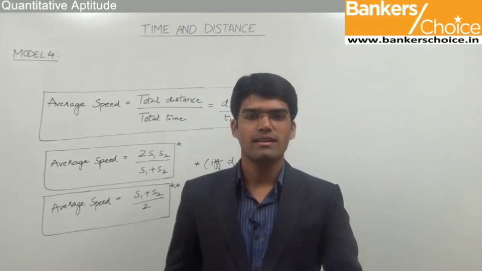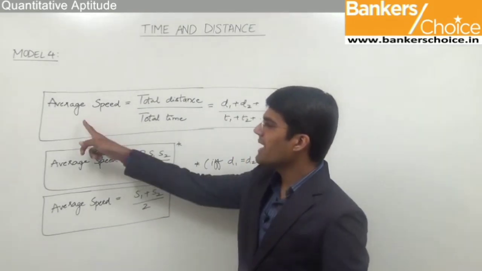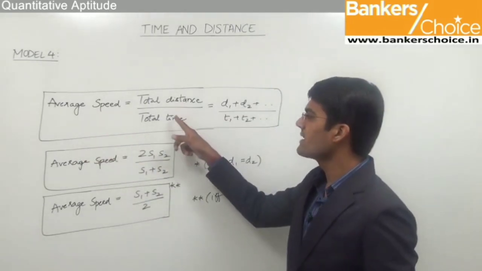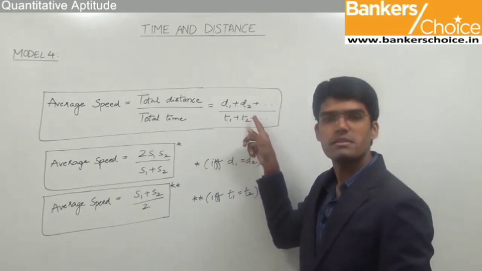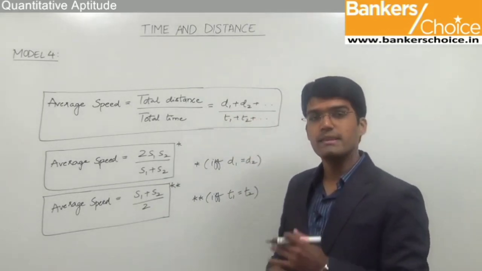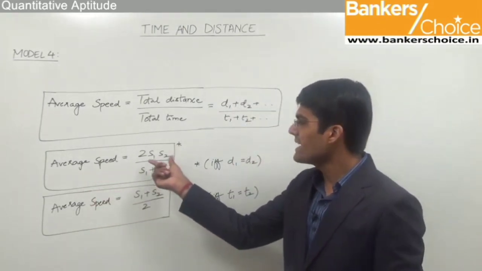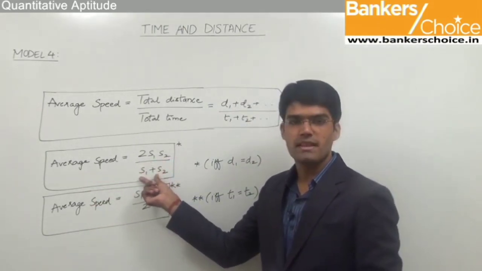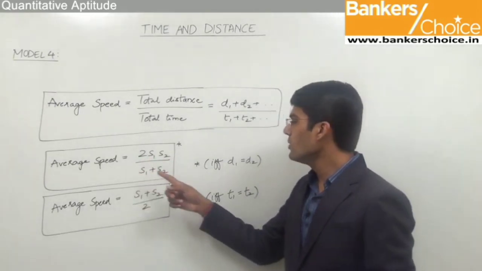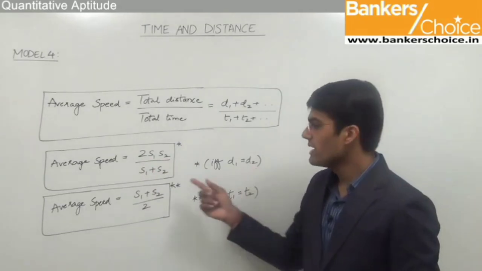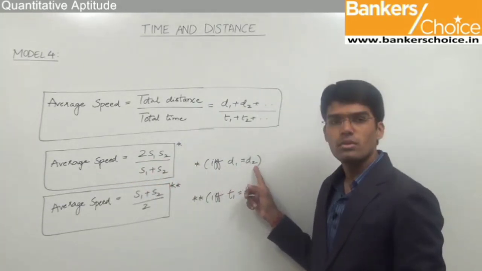Before we go for the next model, let us quickly revise the various concepts from average speed. Now as discussed earlier, average speed in general is total distance by total time. That is nothing but d1 plus d2 plus d3 and so on divided by t1 plus t2 plus t3 and so on. But there are some special cases. For example, in some cases average speed can be directly taken as 2s1 s2 by s1 plus s2, where s1 and s2 are nothing but the given speeds. And this is applicable only when d1 is equal to d2. So here we have a shortcut formula for average speed and the condition is d1 should be equal to d2.